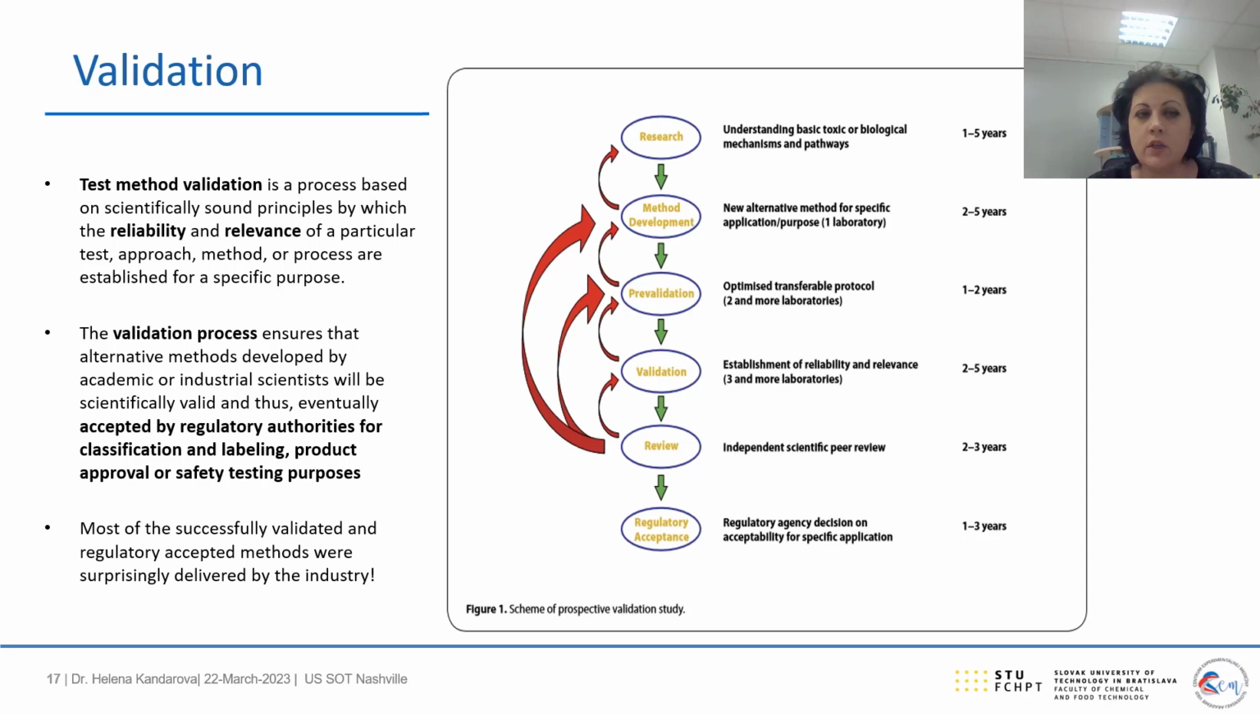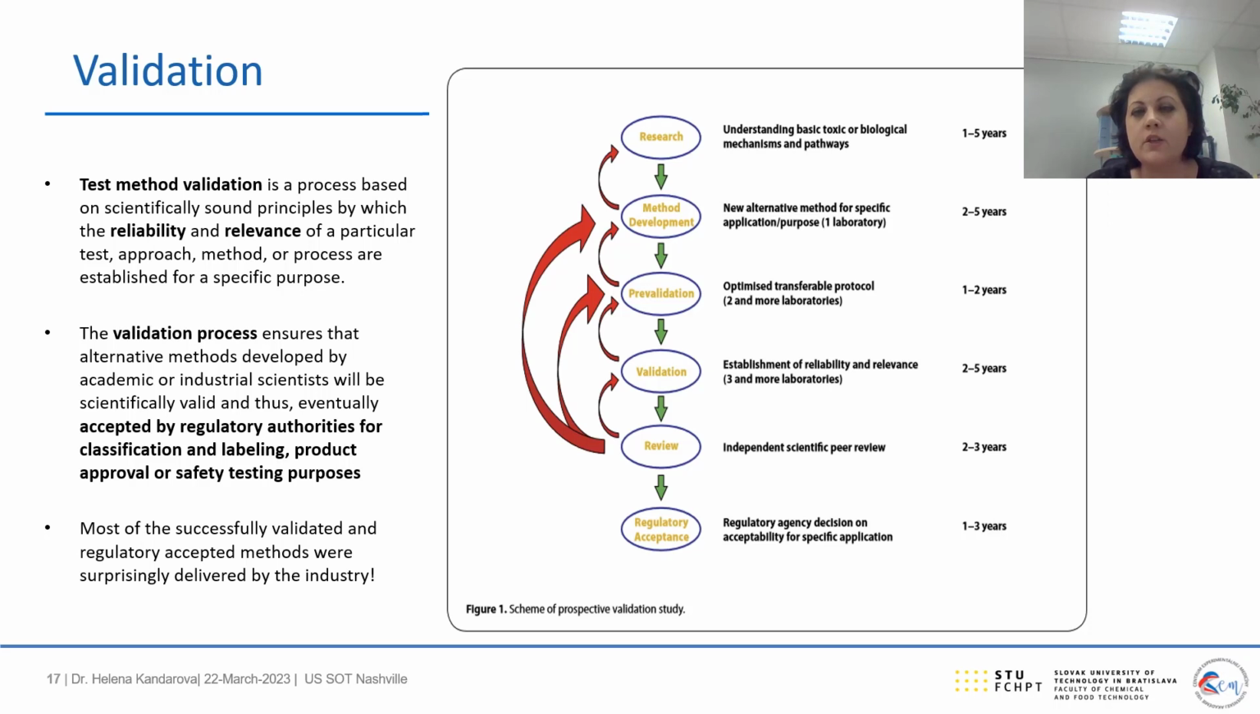In general, this validation process ensures that alternative methods that were developed by scientists will be accepted by the regulators, regulatory authorities, and the authorities will then be able to use these methodologies for instance, classification and labeling, for approval of the products or for safety testing purposes. What is interesting to know is that most of the successfully validated and regulatory accepted methods were surprisingly developed by industry or as an industrial collaboration with the validation centers.